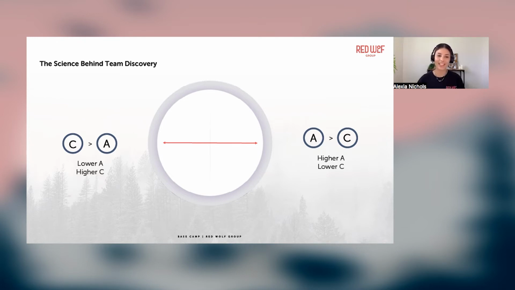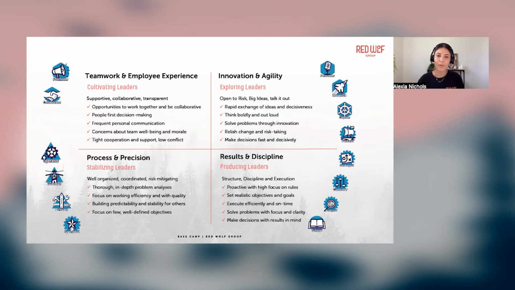Now, hopefully that made sense for everyone. I know that that was quite almost mathematical, really getting into the science of how you actually plot individuals. So next up, I think it's really important to understand, what does each quadrant mean? What do we mean by if you sit in the teamwork and employee experience quadrant or the innovation and agility quadrant and so forth? So I'm going to dig a little bit deeper into each quadrant.